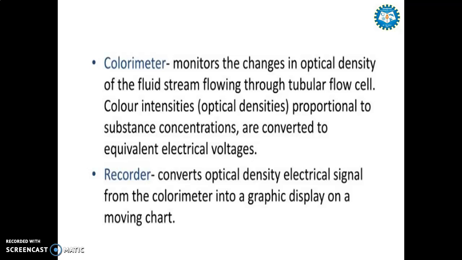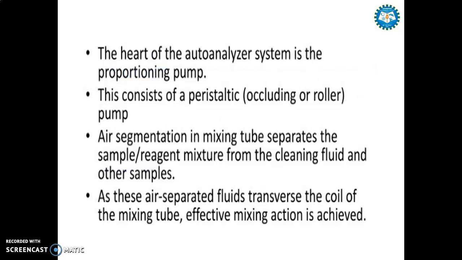The colorimeter monitors the changes in optical density of the fluid stream flowing through a tubular flow cell. Color intensities, or optical densities proportional to substance concentration, are converted to equivalent electrical voltages. The recorder converts the optical density electrical signal from the colorimeter into a graphical display on a moving chart.